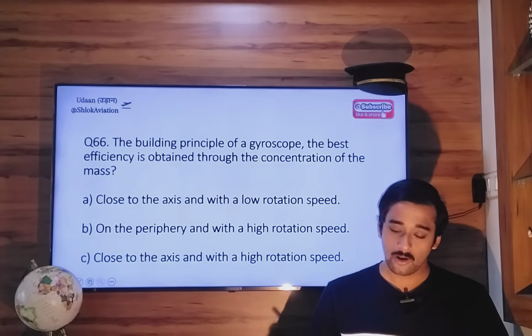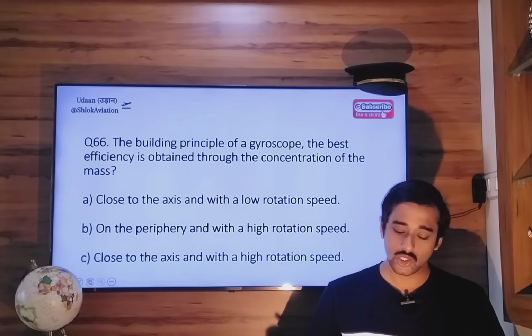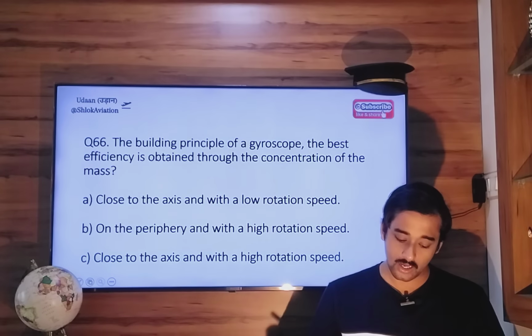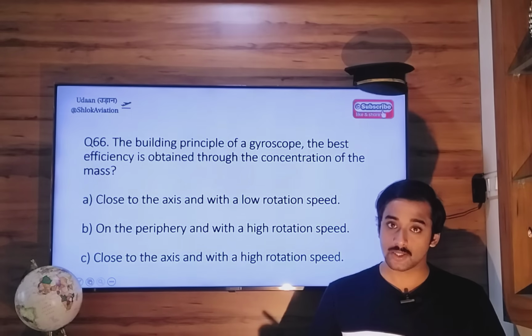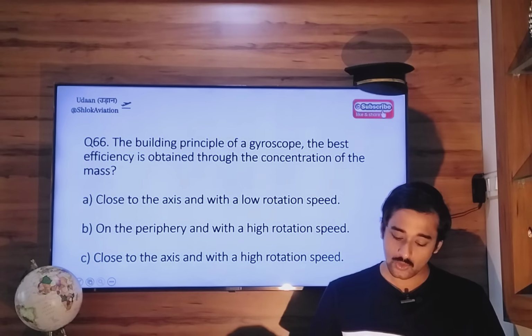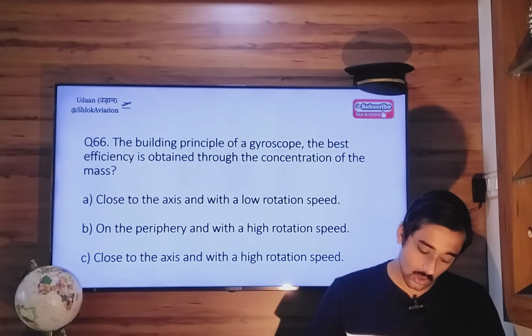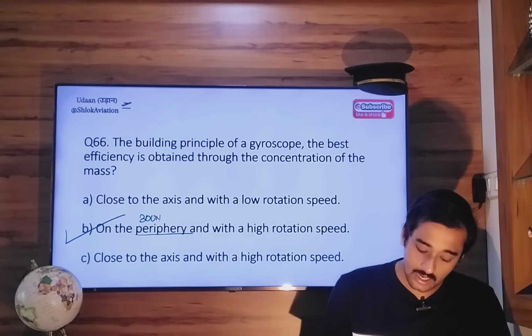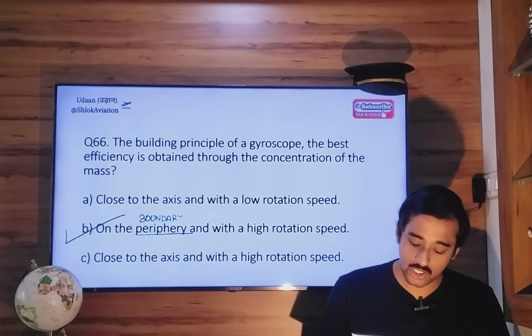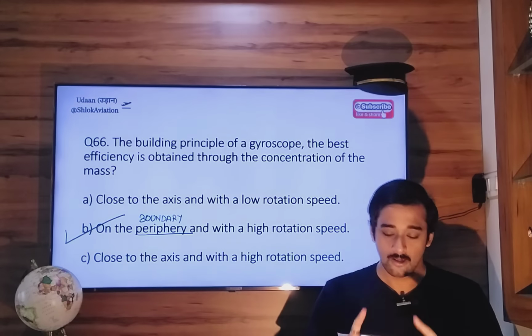The building principle of a gyroscope, the best efficiency is obtained through the concentration of mass close to the axis with a low rotation speed, on the periphery with a high speed, close to the axis with a high speed. So correct answer is on the periphery, on the boundary and high rotation speed. So concentration of mass must happen on the edges and high speed.